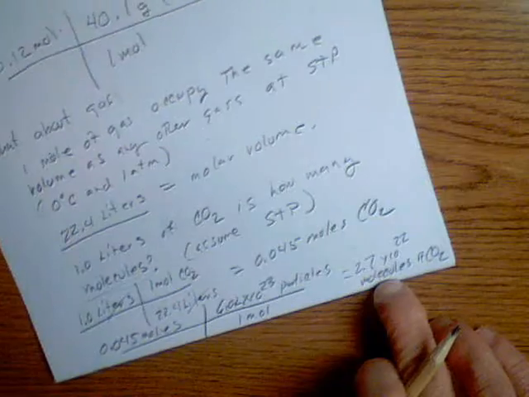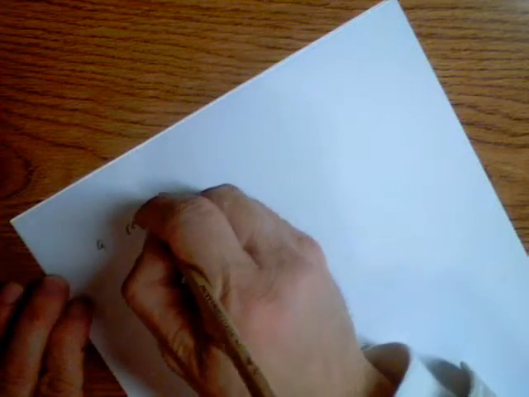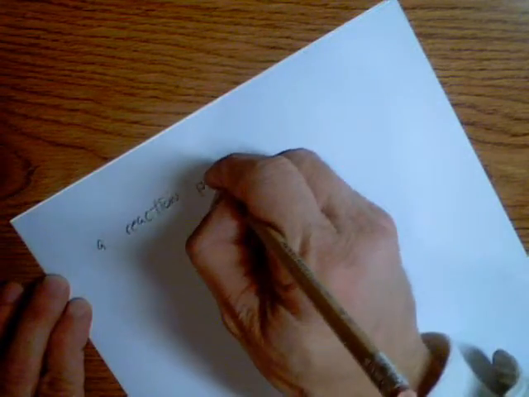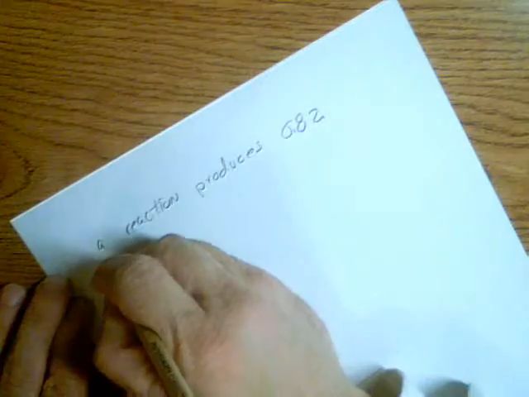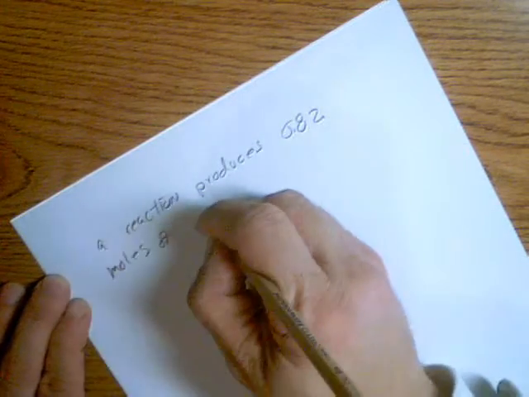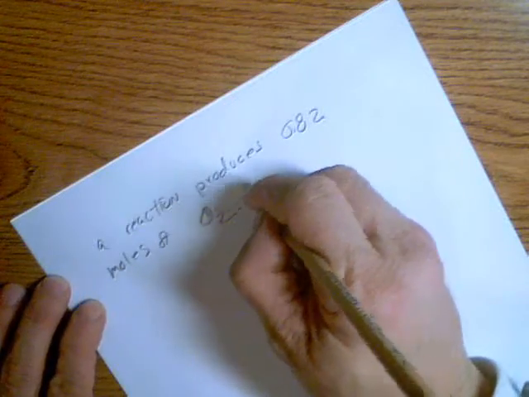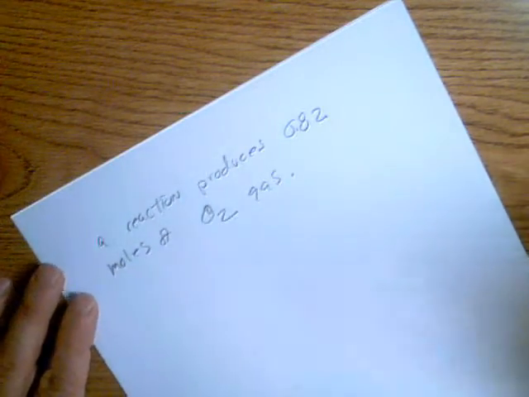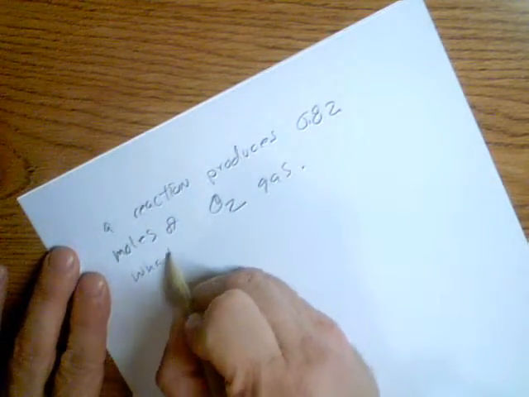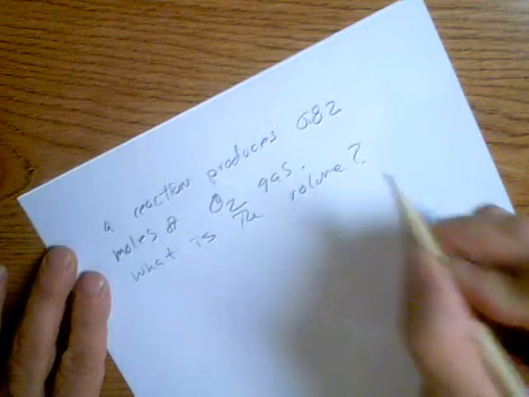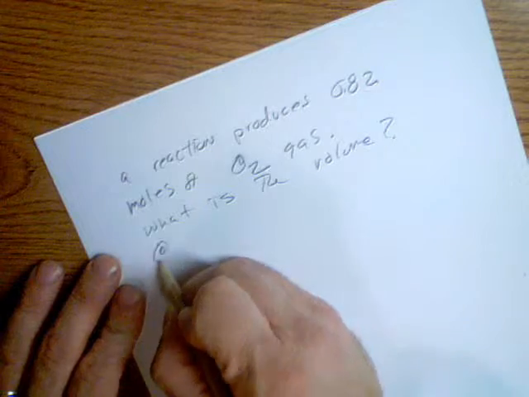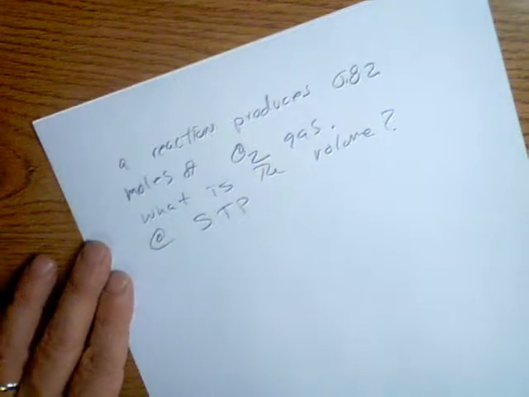All right. Let's try one more. Let's see if we can squeak one more in here. A reaction produces 0.82 moles of oxygen, O2. All right. What is the volume? And then assuming STP. Always assume STP.